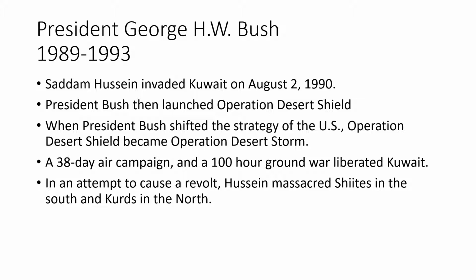A 38-day air campaign and a 100-hour ground war liberated Kuwait from Saddam Hussein's control. In an attempt to cause a revolt, Hussein massacred Shiites in the south and Kurds in the north. He also let a lot of oil reserves burn.